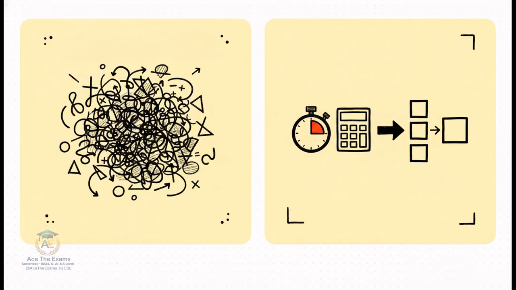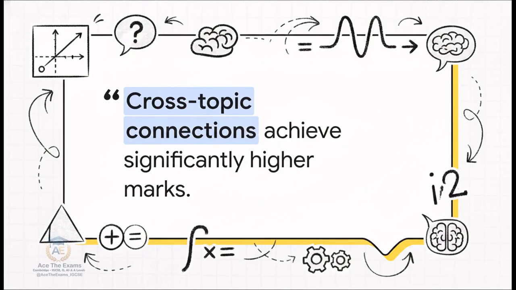Now, what's really fascinating from the principal examiner reports is this specific note. Candidates referencing cross-topic connections achieve significantly higher marks. Integrating plane areas, that is the ultimate cross-topic challenge. Think about it. We're blending coordinate geometry to find the equation of a line, simultaneous equations to find intersection limits, maybe some trigonometry if the bounding curve happens to be a sine function, and then, finally, calculus.